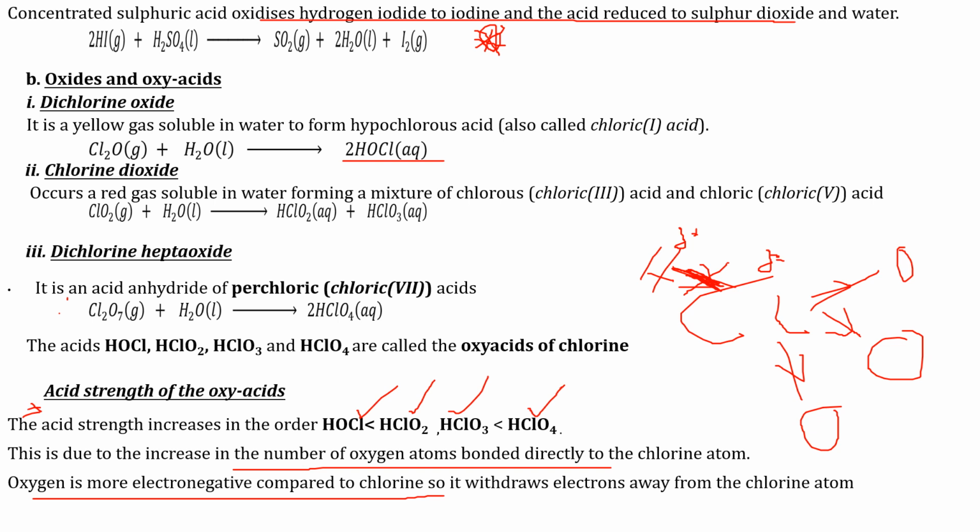So assuming that it was only one oxygen atom, that means that the attraction of the bonding electrons was going to be low. That means that there will be less partial negative on the chlorine atom, and less partial positive on the hydrogen atom. That means this bond was going to be relatively stronger, and few hydrogen ions were going to be released in solution. Hence, acid strength would have been low.